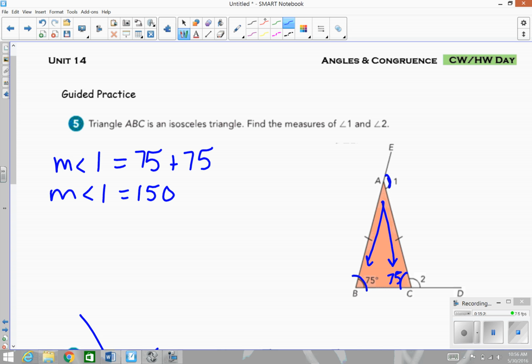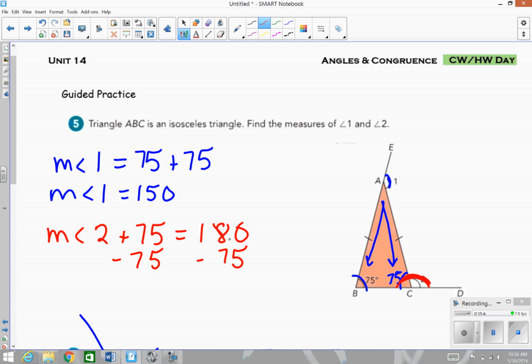And then angle 2, we know that these two add up to 180. So that's probably your easiest bet, to say, measure of angle 2 plus 75 equals 180. Subtract 75. And that's where we end up. Correct your papers as needed.